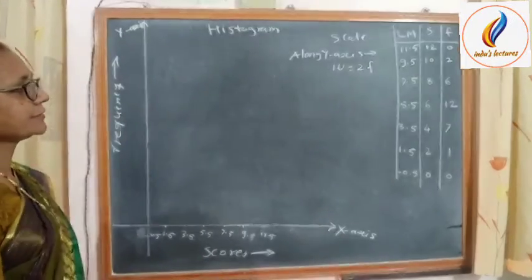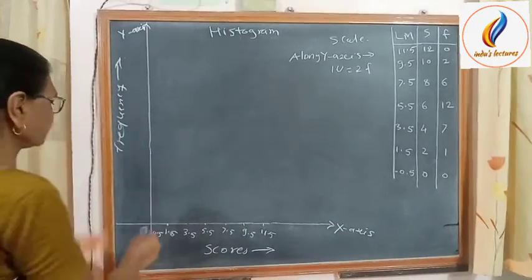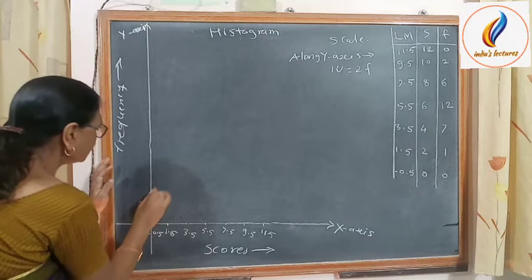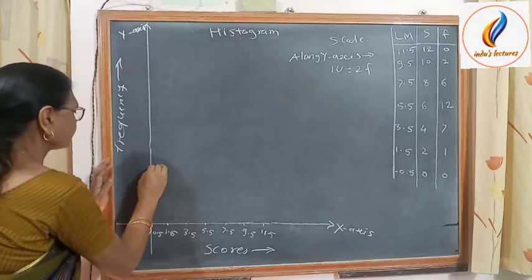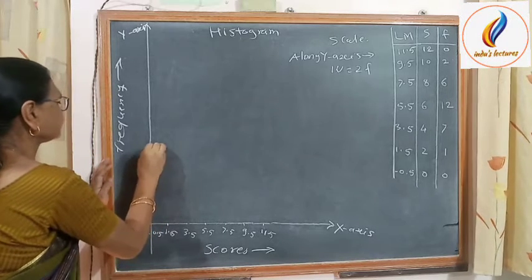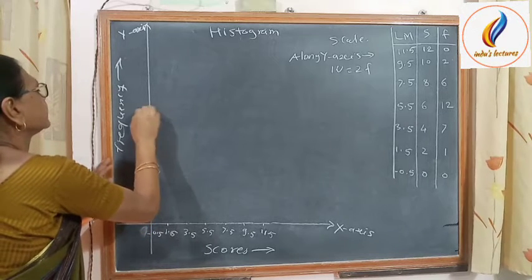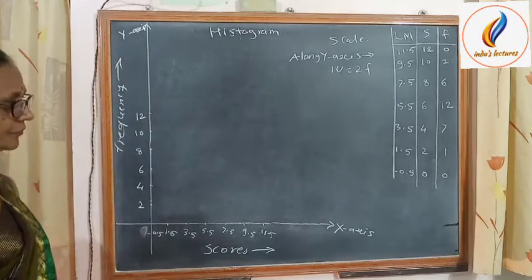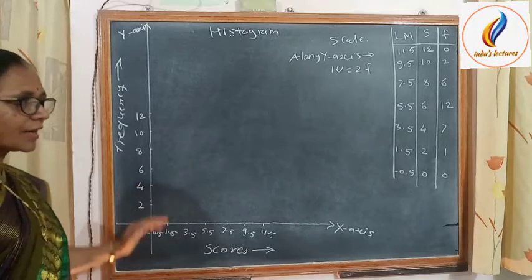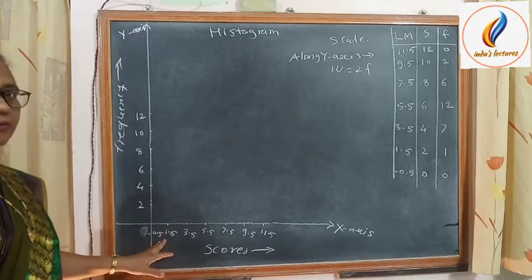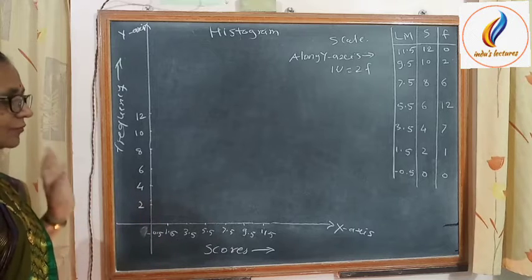On the y axis, take 1 unit equal to 2 frequencies. The scale along the y axis is 1 unit equal to 2 frequencies. So right here, say 2, 4, 6, 8, 10, 12. Now draw the bars considering the lower limit of each score and the respective frequencies.